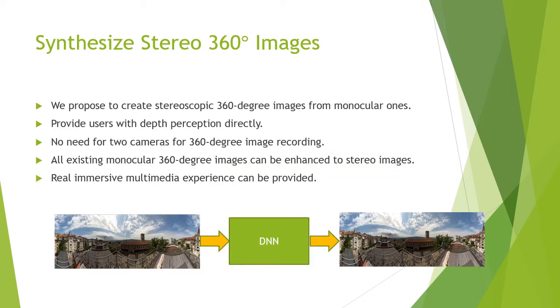Inspired by the previous work, in this study we propose to take a step further. We aim to design a deep neural network to create stereoscopic 360-degree images from monocular ones. So a monocular 360-degree image is directly enhanced into a stereo one.